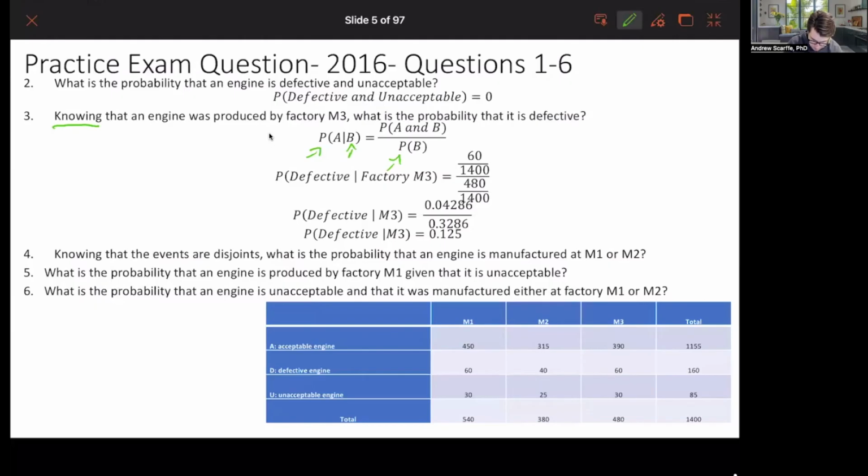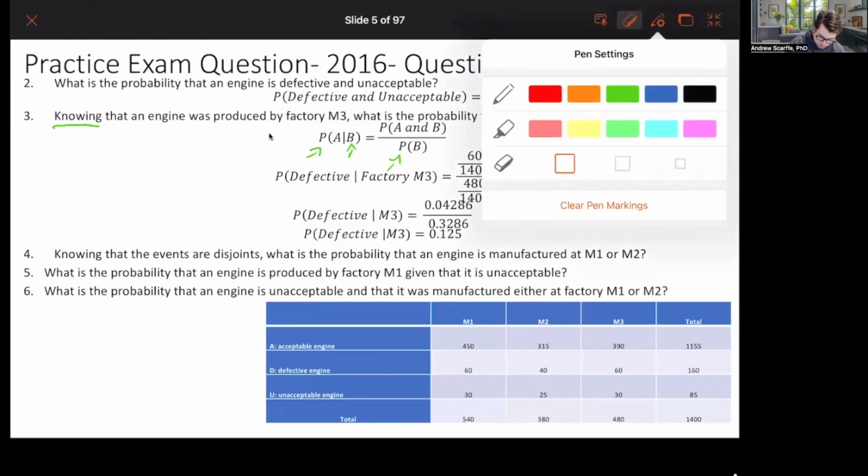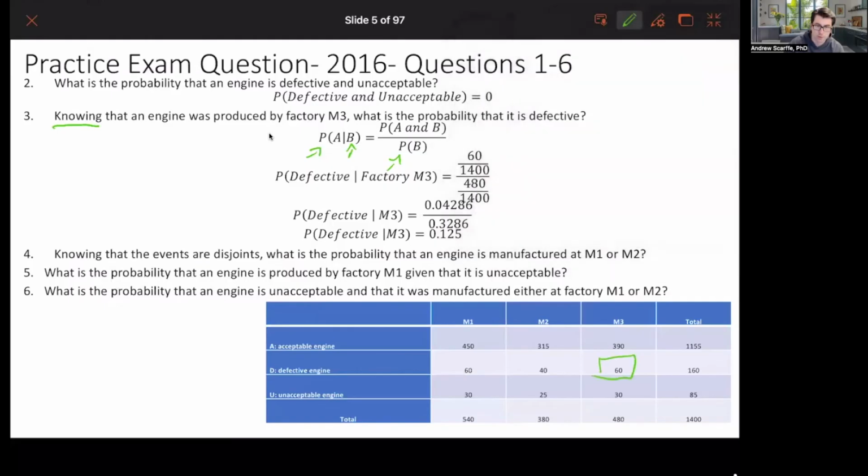So the probability of defective given factory M3 is simply equal to the probability that is defective and factory M3, which is 60. Oh, sorry, that's M1. 60 over 1400 divided by the probability that is factory M3, which is 480 over 1400. You could simplify this and put it as 60 over 480, and you would get exactly the same answer. And the answer is 0.125.